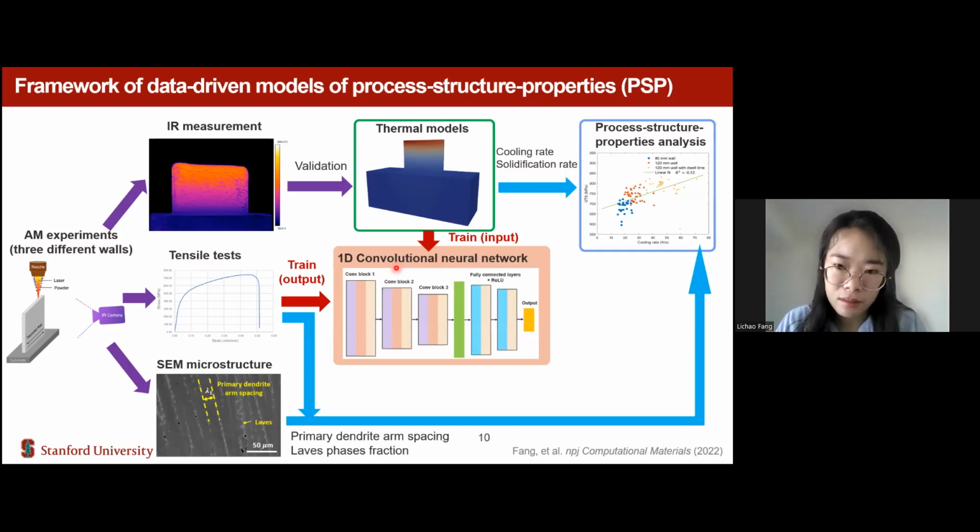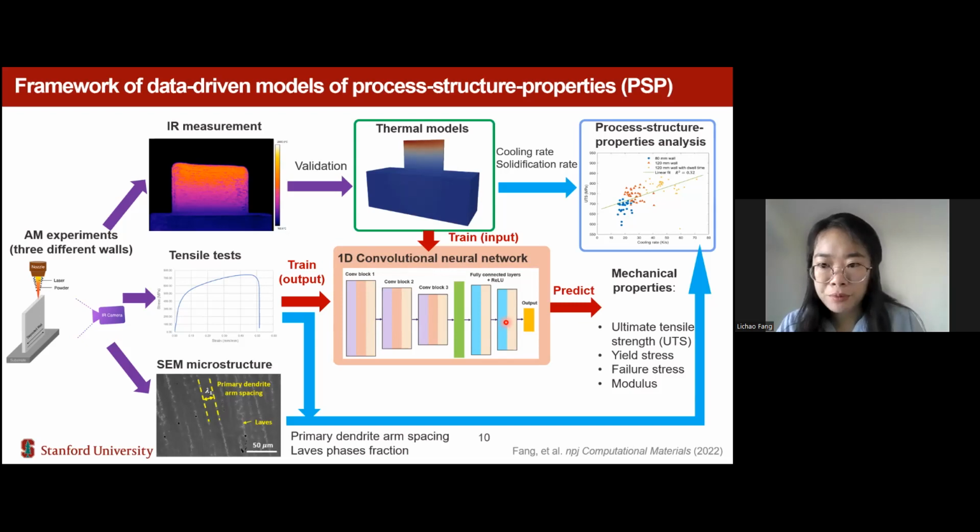And then we used machine learning. We developed a 1D convolutional neural network to try to resolve this problem. The input of this is the thermal history, and we try to predict the mechanical properties from the temperature. So for example, we can predict the ultimate tensile strength, yield stress, failure stress, and modulus. And in the end, we got pretty good results.